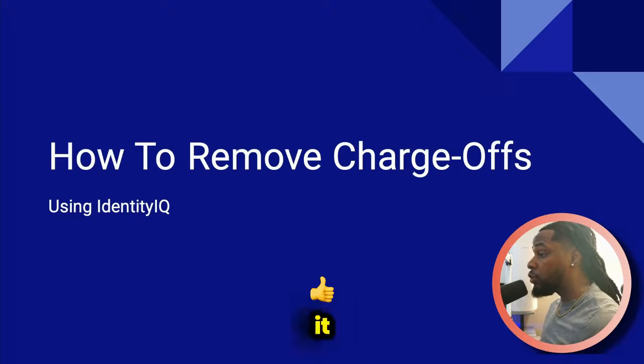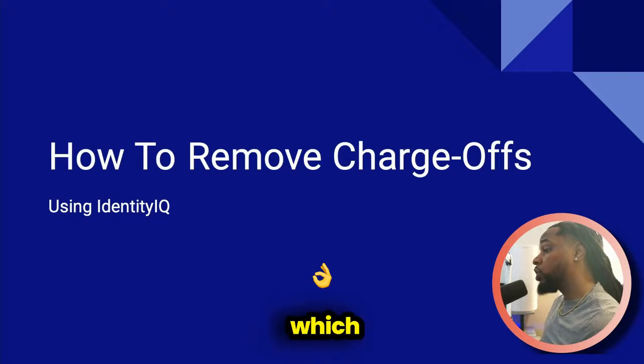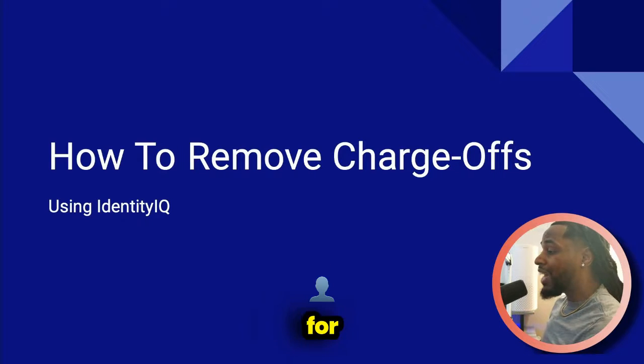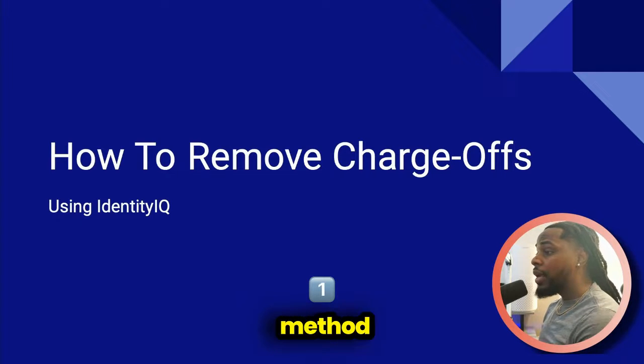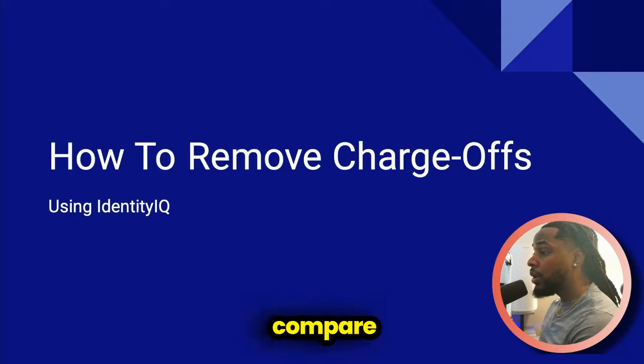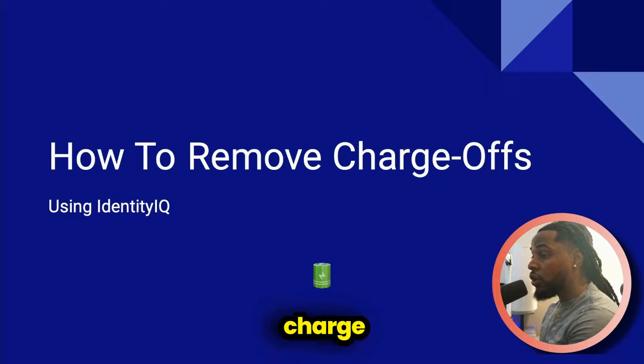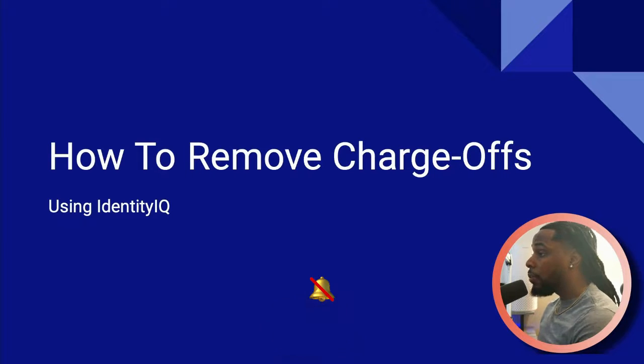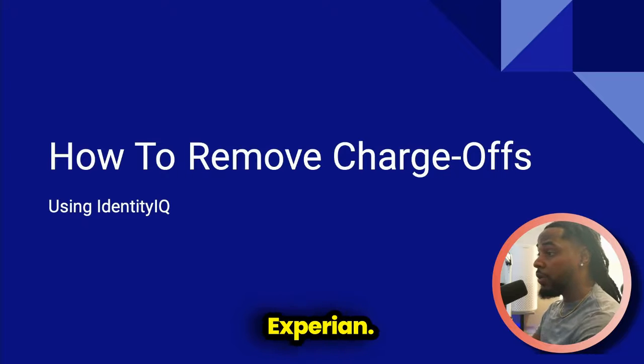I like that because it gives you all three. And it gives you all your FICO scores, which is good to have. But for IdentityIQ, I like using it for one method, and that's when we're trying to compare each credit bureau to the other. So, for example, some of you will notice that you're getting charge-offs removed, and they're coming off of, let's say, Equifax, but then they're still on TransUnion and Experian.